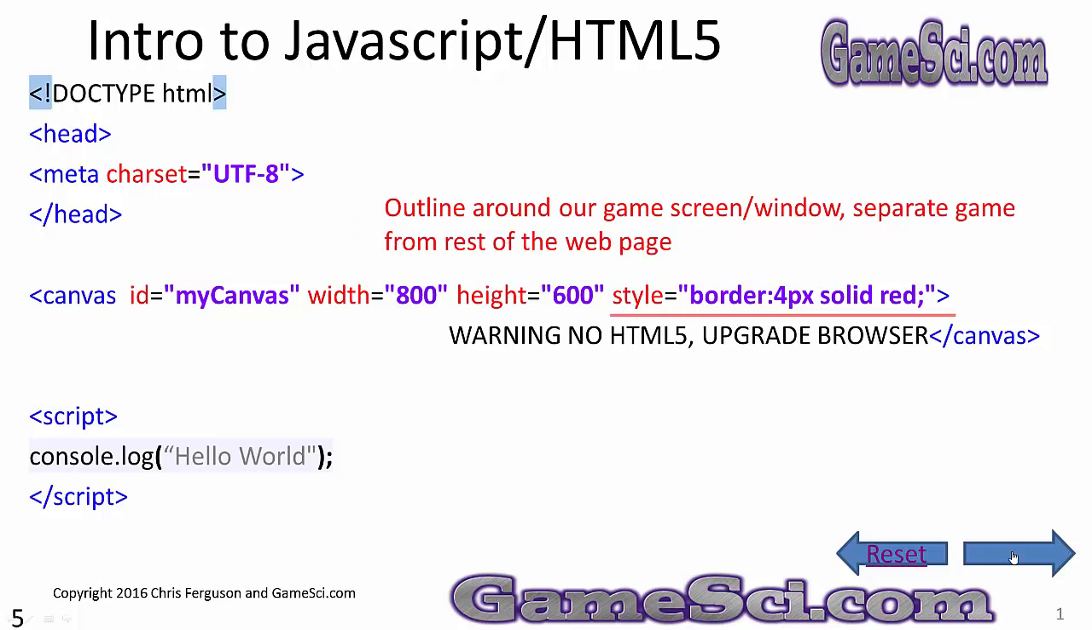We're going to put an outline around our game screen / window to separate the game from the rest of the web page. This is what we call CSS, or a style attribute. We want a border around our game. It's going to be 4 pixels wide, this border. Right now it is a solid line rendered in red.